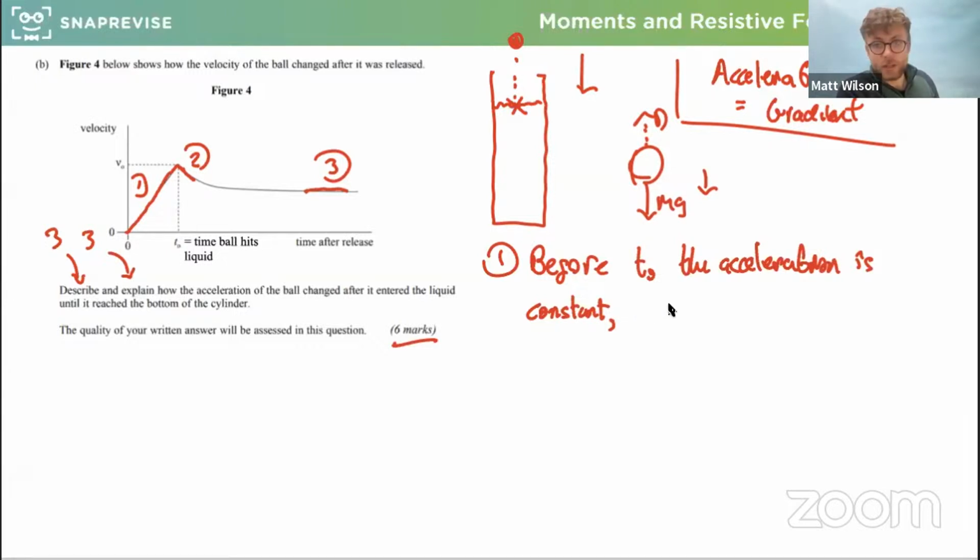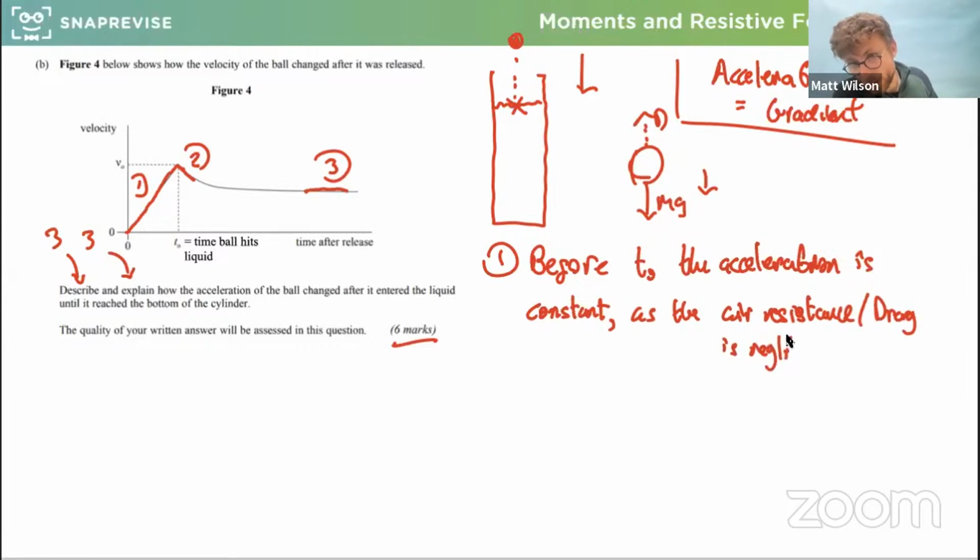So here, before T0, the acceleration is constant as the air resistance or drag is negligible. I mean, that's the hardest thing to come up with here, negligible. So that's point one, and the comma separates the description from the explanation. Okay, point two.